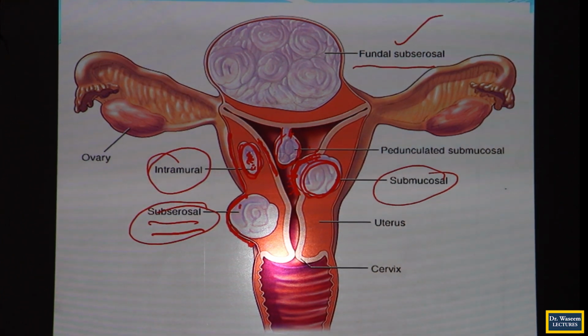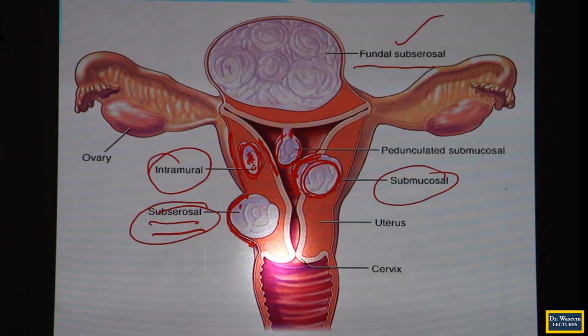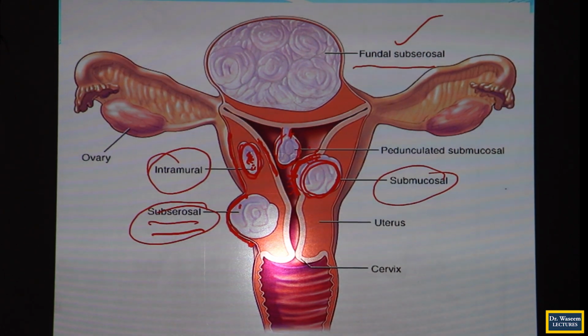So these are various sites where it can be, and according to the site, it can have complications. This is hormonal: due to more estrogen, its size grows, and after menopause usually they regress and they do not need to be resected.